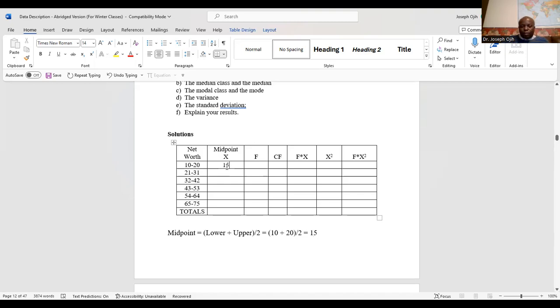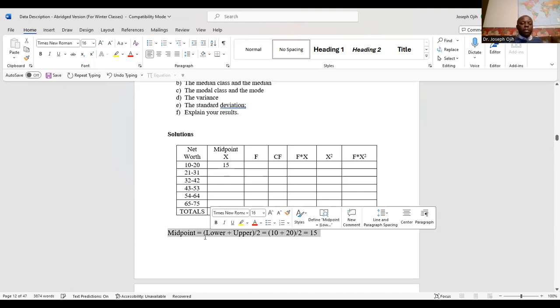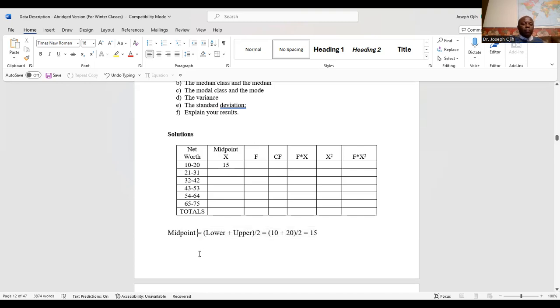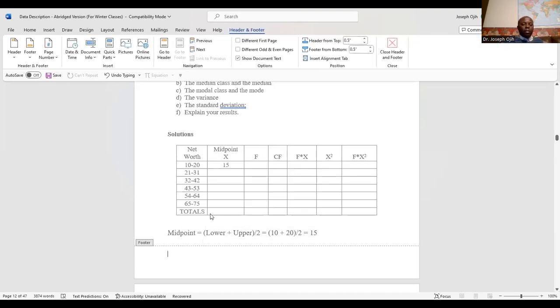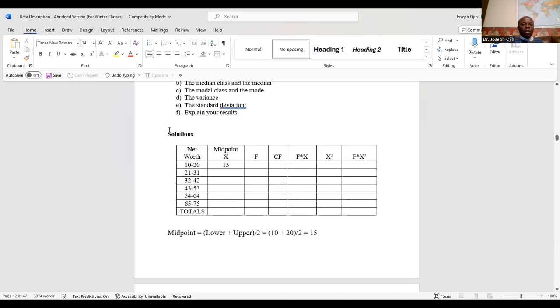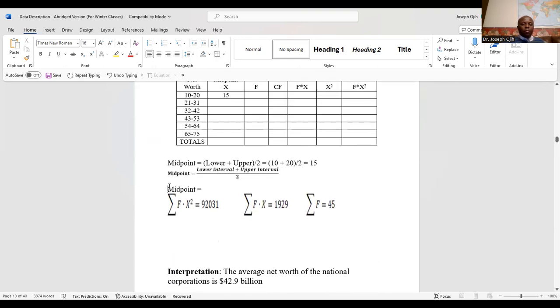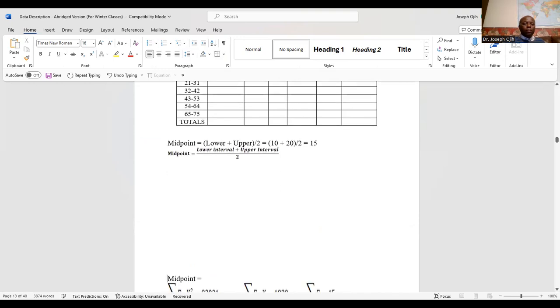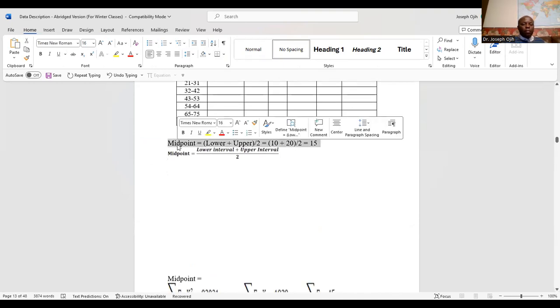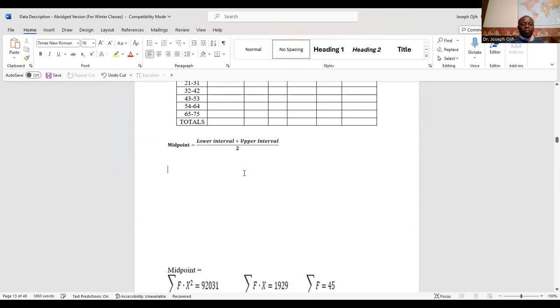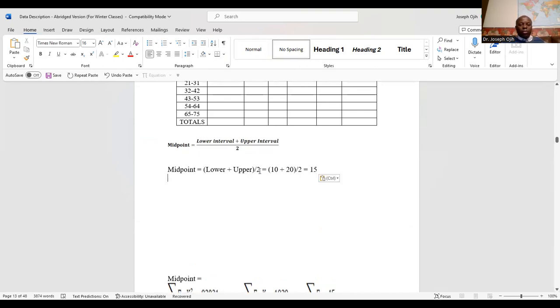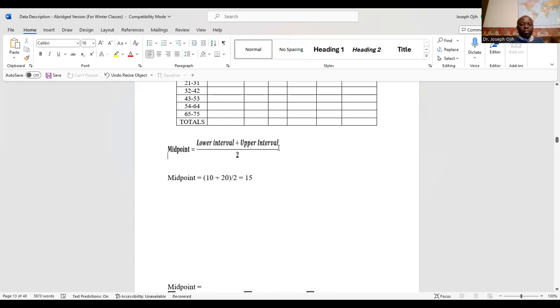Following this approach, we can get the midpoint for the second class using the same method. Let me move this down so we can have enough room. So you can see the midpoint formula right here: upper class interval plus lower class interval, divided by 2.